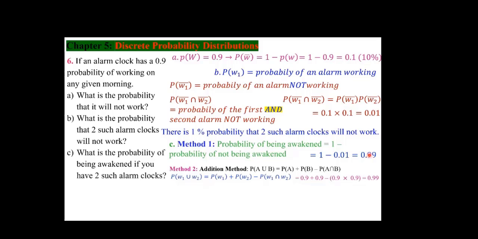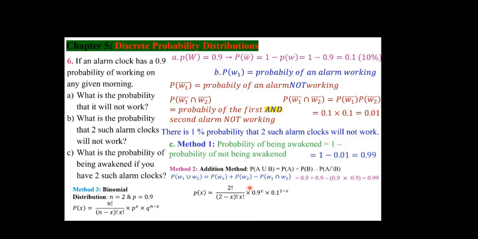Finally, the third method, you can use the binomial distribution. There are 2 alarm clocks, n is 2. The probability of working is 0.9. Here's the probability formula that we are going to use, and we are going to replace the n with 2, p with 0.9, and q with 1 minus that, or 0.1. Now, we want the probability of what? X larger than or equal to 1.